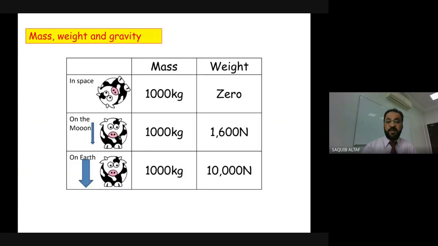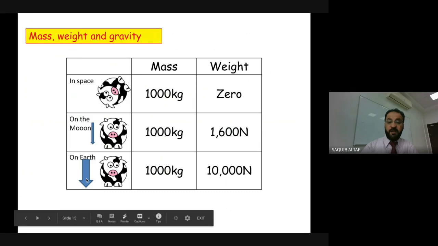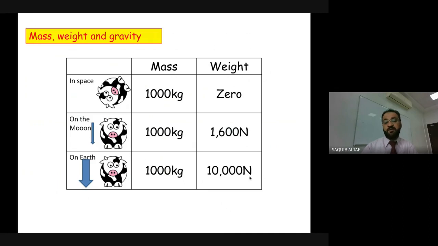You can see now. So same animal, when we bring it here on the moon, its weight is 1600 Newton. But its weight on the earth is 10,000 Newton. Why? Because on earth gravity is 10, so 10 times 1000 is 10,000, but on moon gravity is 1.6, so 1.6 times 1000 is 1600 Newton. So we can say that weight also depends upon the gravity.